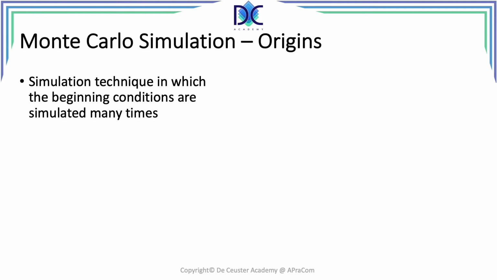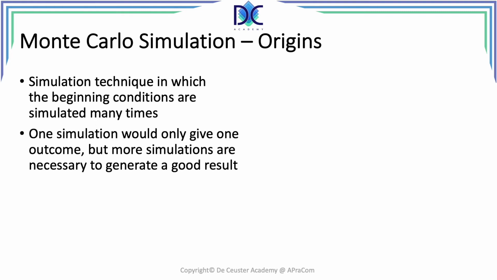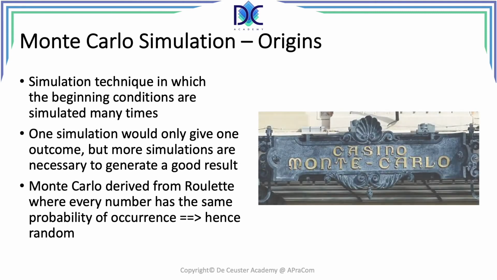So let's have a look at the Monte Carlo simulation. The Monte Carlo simulation is, in fact, a simulation technique in which the conditions are simulated many times. A typical simulation would give you one outcome, but with the Monte Carlo simulation, we repeat the testing. We get a large number of simulations, a large number of calculations, and it provides a probability distribution of possible outcomes.